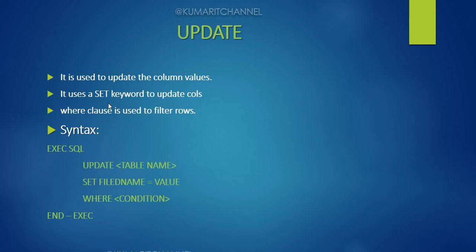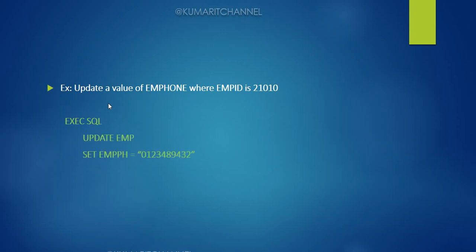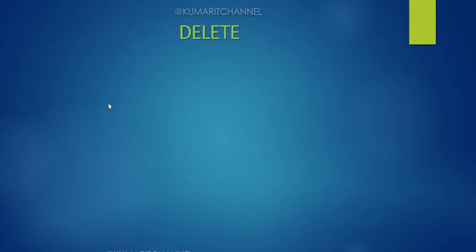You have the data, you have millions of records. There might be requirements to update the customer information. Maybe they have changed their phone numbers, maybe they have changed their address, maybe there is an issue with some bank account transactions. In those scenarios we use this update. Let's look at an example: update a value of employee phone number, where employee ID is this, as he has changed the phone number. Let's update that by writing this query within the Cobol program: EXEC SQL, UPDATE, SET employee phone number, WHERE employee ID equal to this. That's it, right?